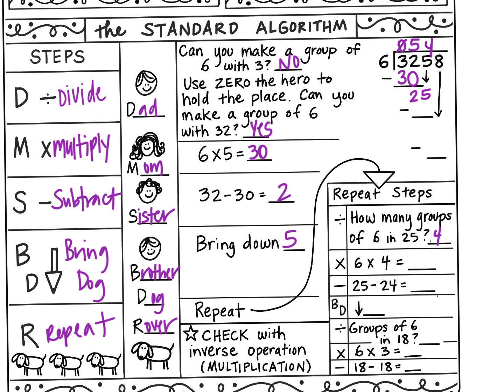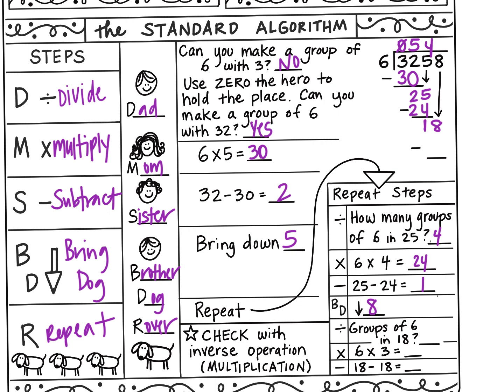And now mom says, okay, I know that I had 4 groups, but now I've got to multiply that by the divisor. So 6 times 4 is 24. And that is what I subtract from 25. Sister says, what is 25 minus 24? 1. Brother and dog remind me to bring down the next digit. So 1 turns into 18 because I bring down the 8.